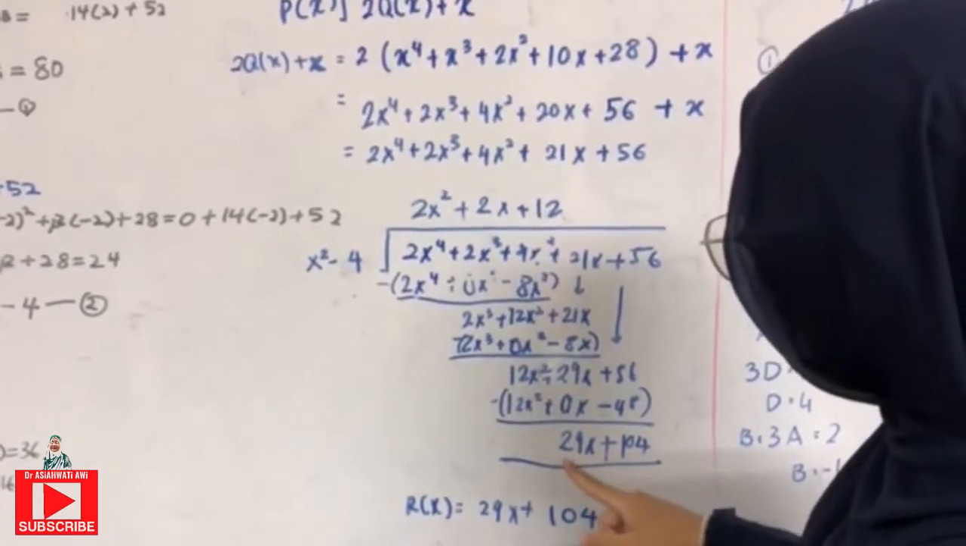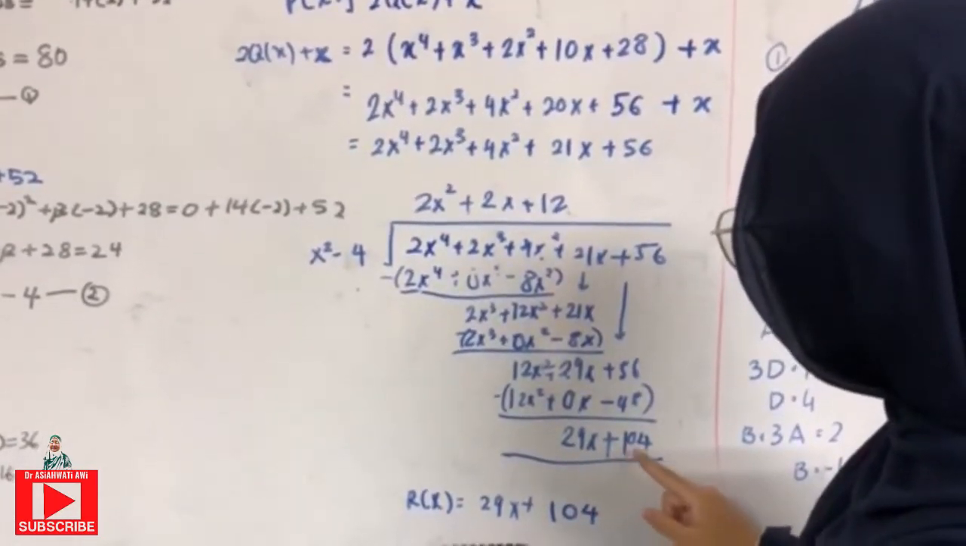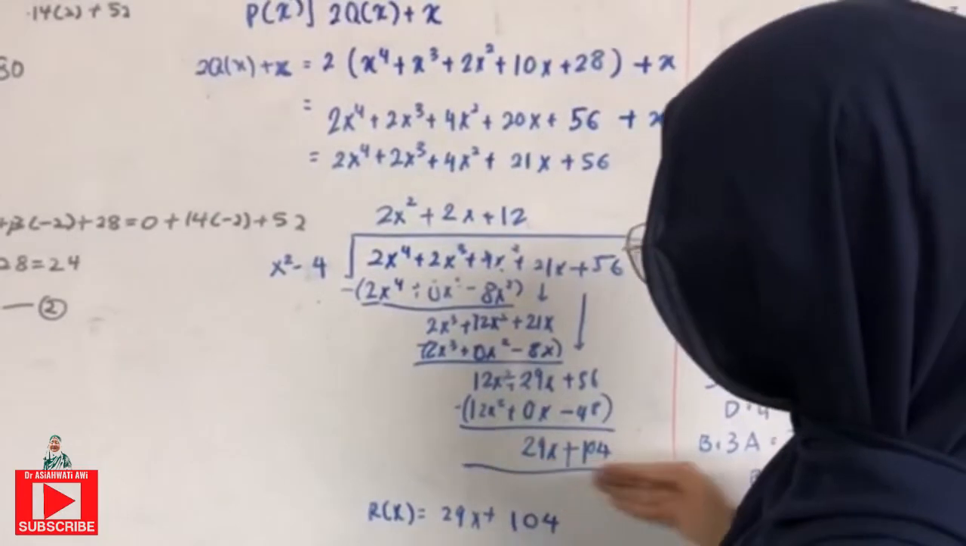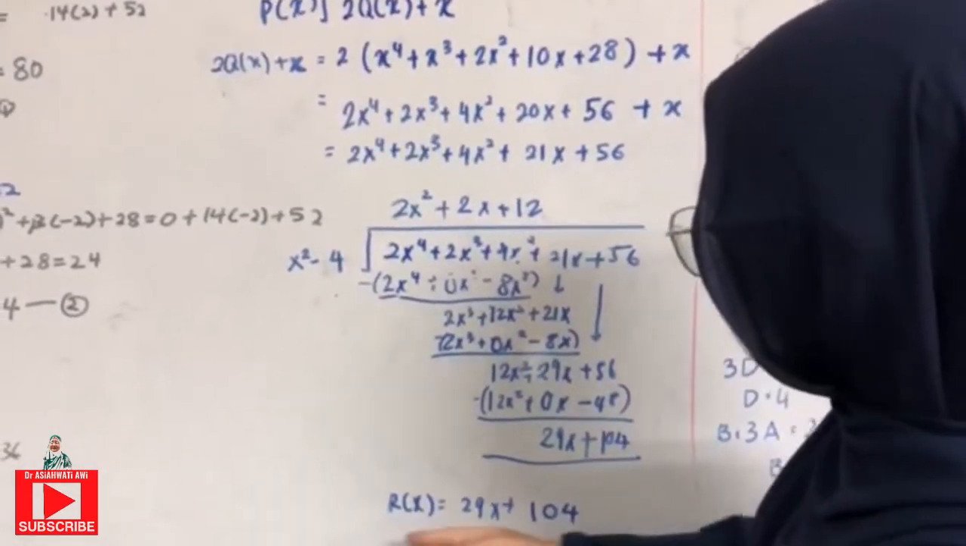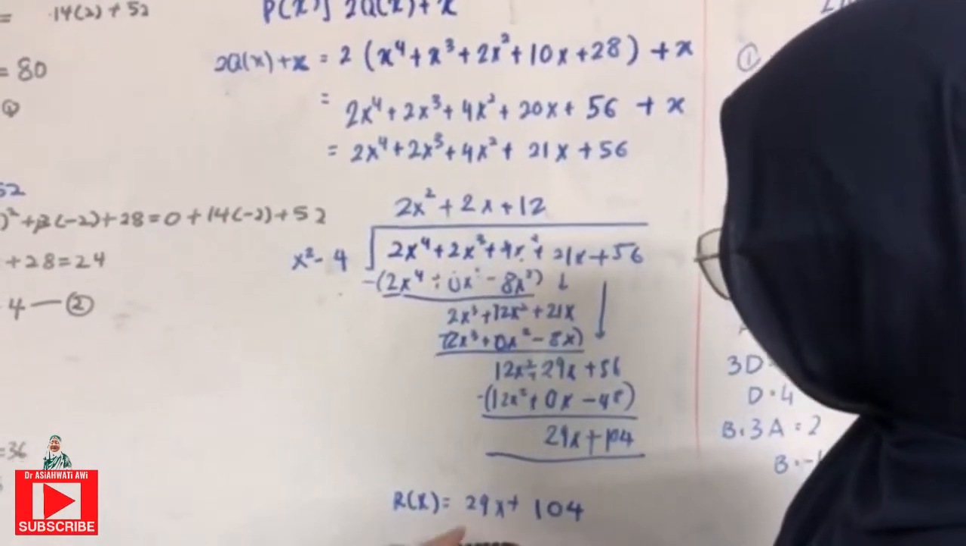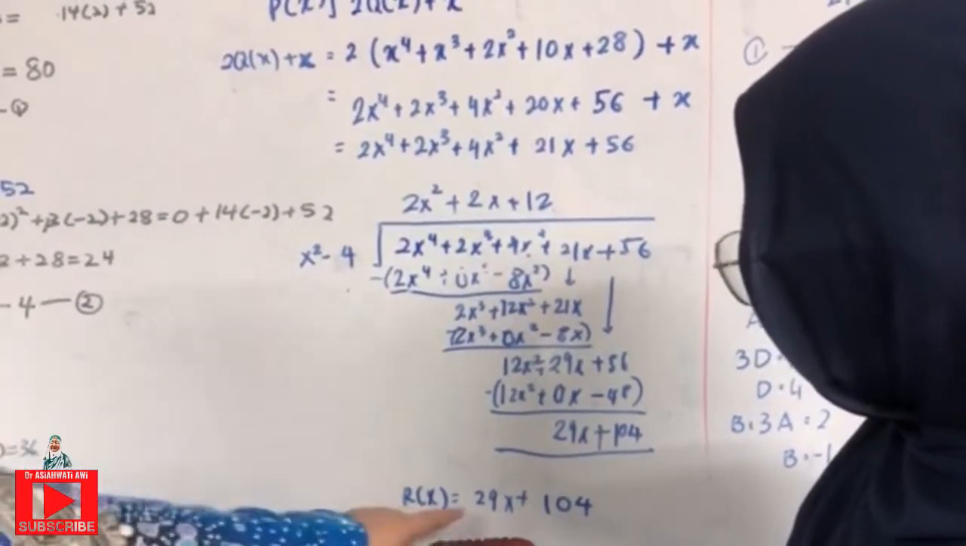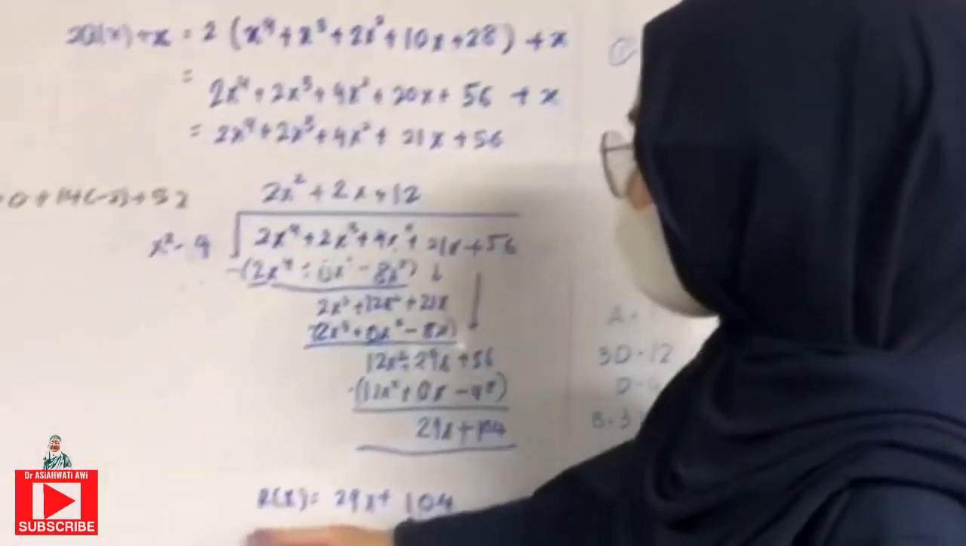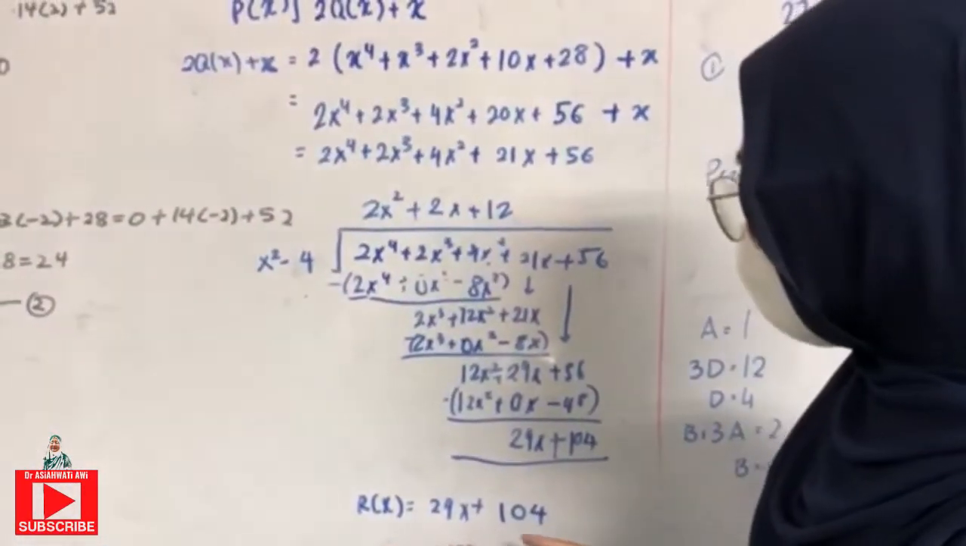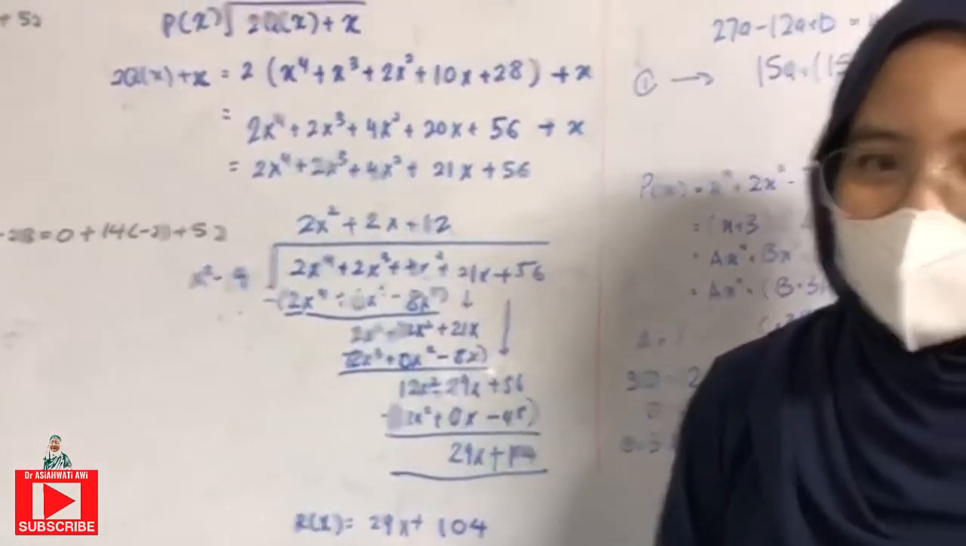And then we get 29x plus 104. So this is the remainder. So we write it like this. Rx equals to, remainder less than x power. So the remainder is 29x plus 104. That's all. Okay. Thank you.